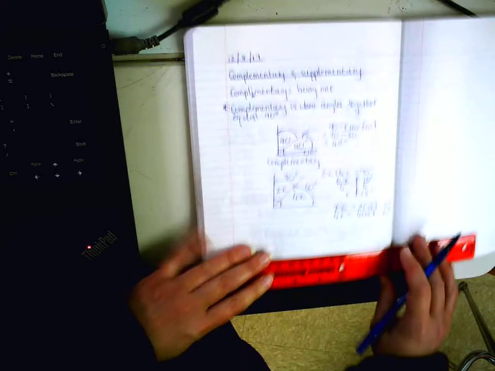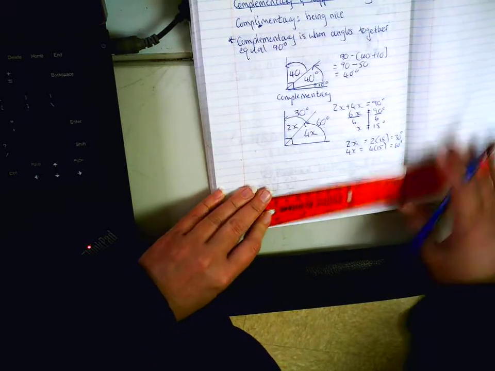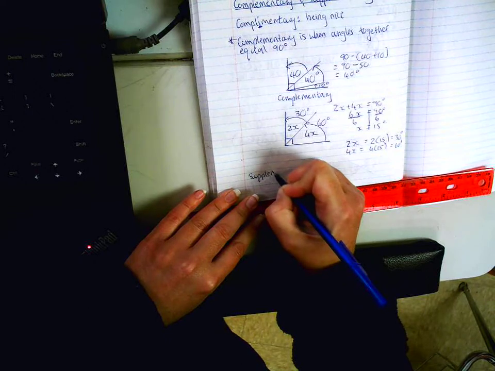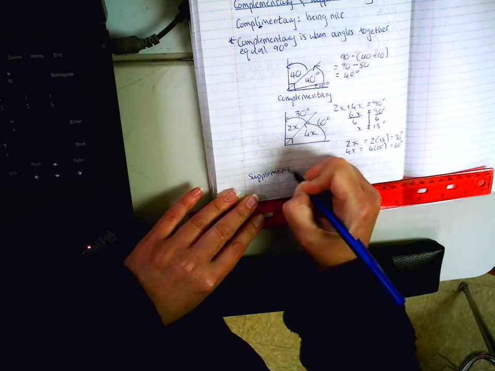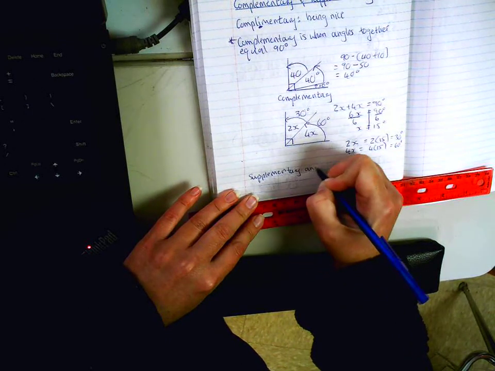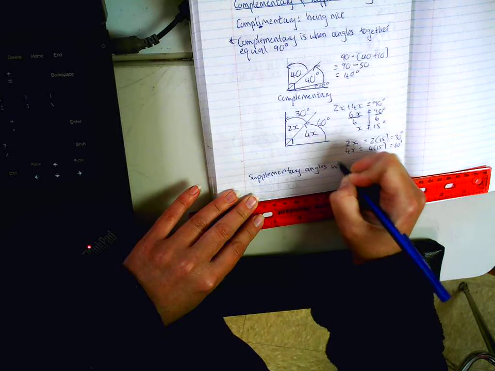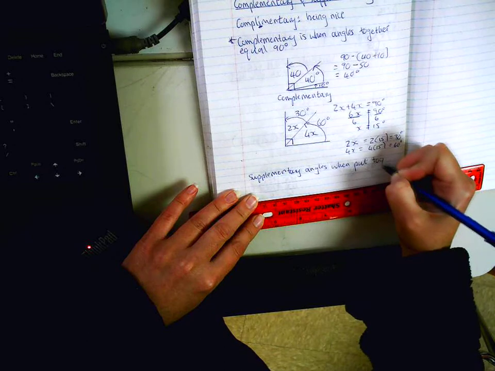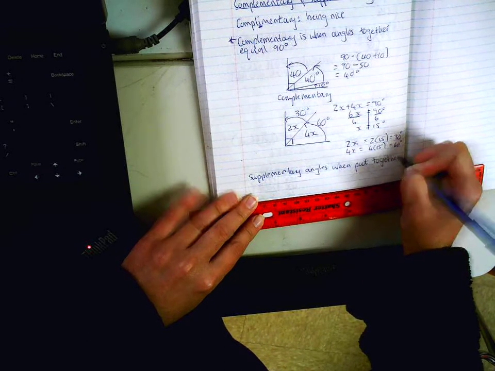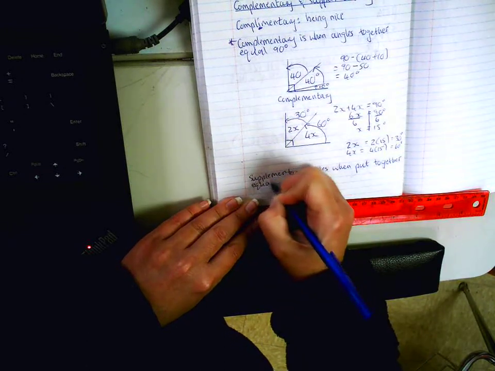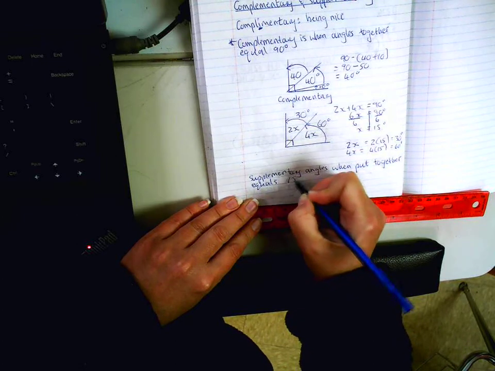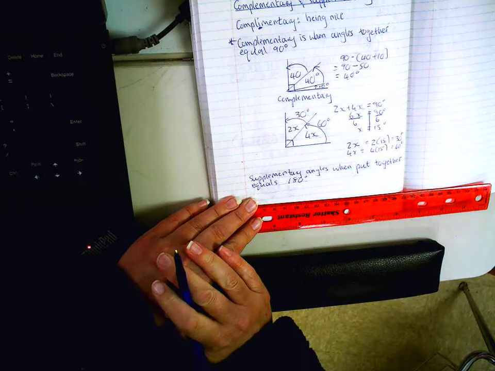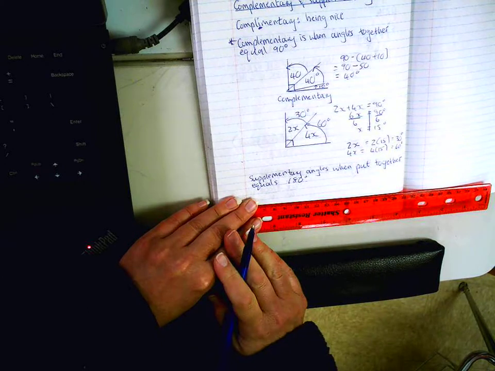So next comes supplementary. Supplementary angles, when put together, equals, here it comes, drum roll, 180 degrees. Okay, the previous one was 90 degrees. This one is 180 degrees.